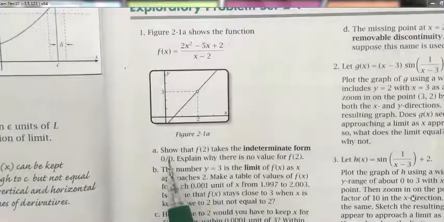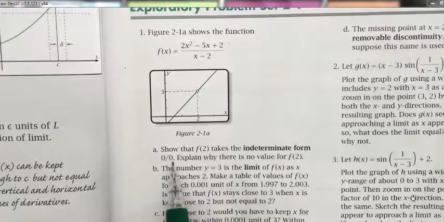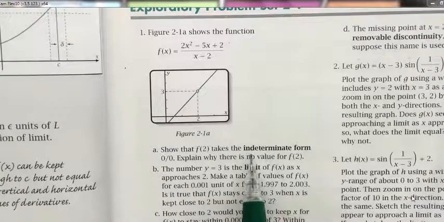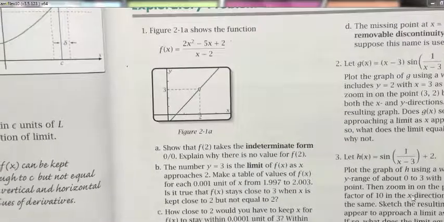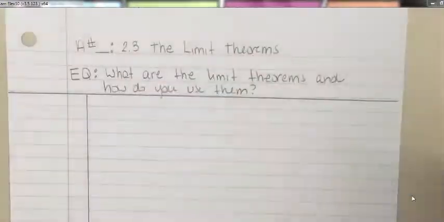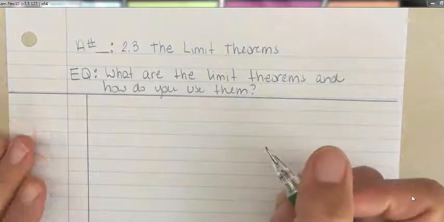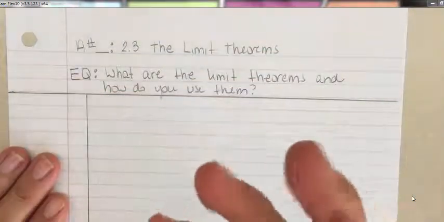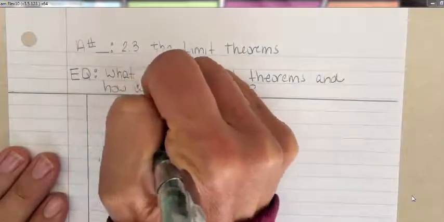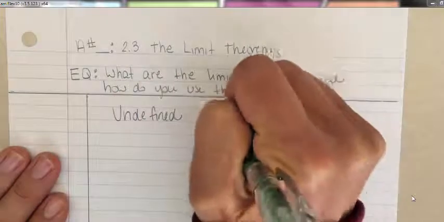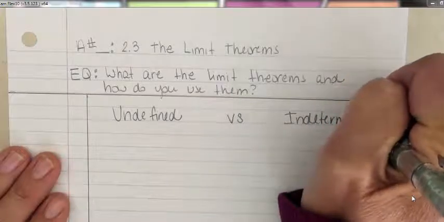For part A here, it says show that f of 2 takes the indeterminate form 0 over 0. So this is probably a new term for you, and hopefully you looked it up either online or in the back of your book. Nonetheless, I'd like to explain why it is called the indeterminate form. I'm going to compare it with another term that you already know that we've used over and over, undefined. So I'm going to show undefined versus indeterminate, and give you an example of each.